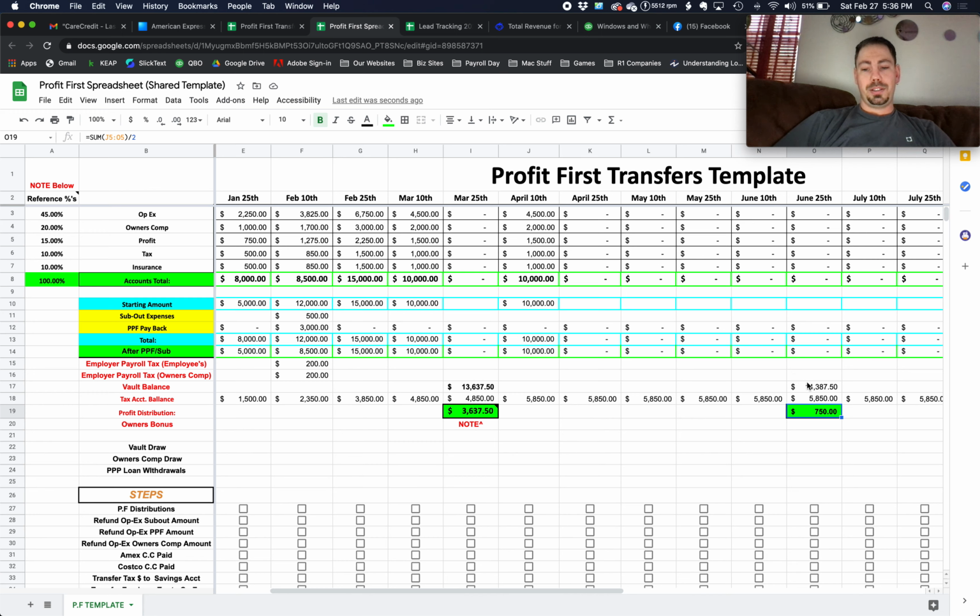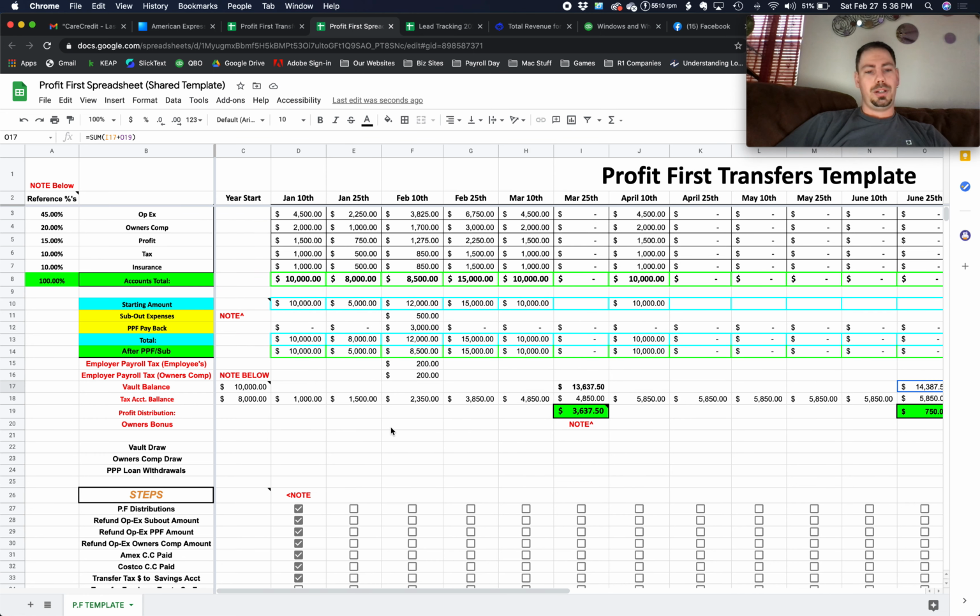And same thing, this vault balance, it's going to basically take whatever amount you ended up with here, bring it over here, and then add in however much new money is going to eventually get put into that vault balance. So I know it seems a little complicated. Maybe watch this through a couple of times. It's really pretty simple though.